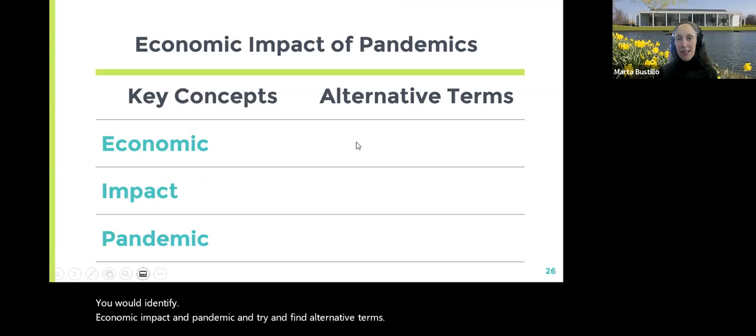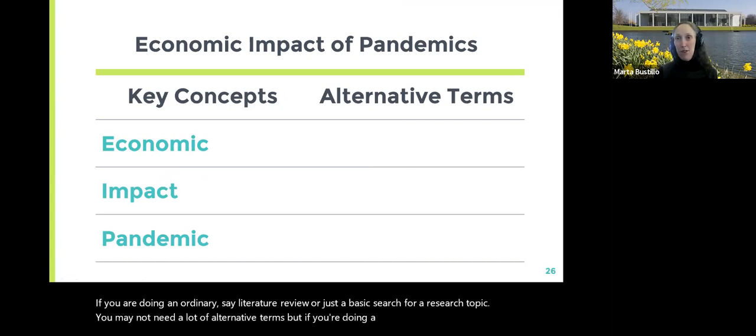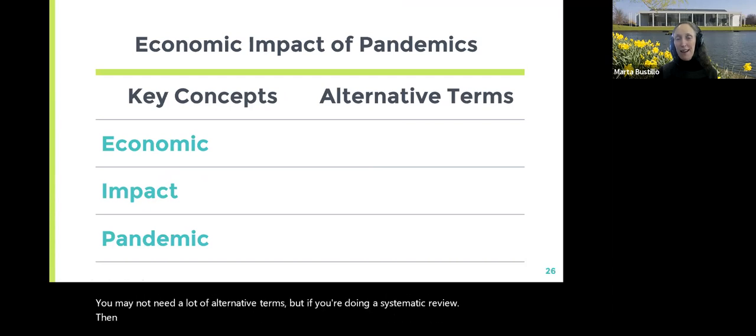If you were doing an ordinary, say, literature review or just a basic search for a research topic, you may not need a lot of alternative terms. But if you're doing a systematic review, then you have to find as many alternative terms as apply. Let's have a look here.